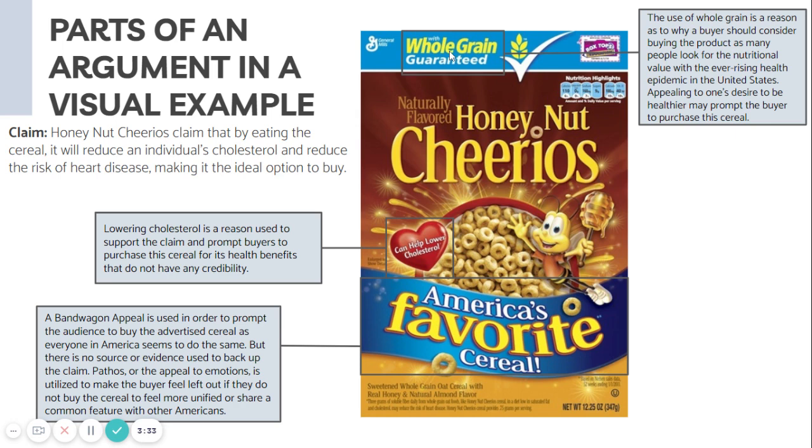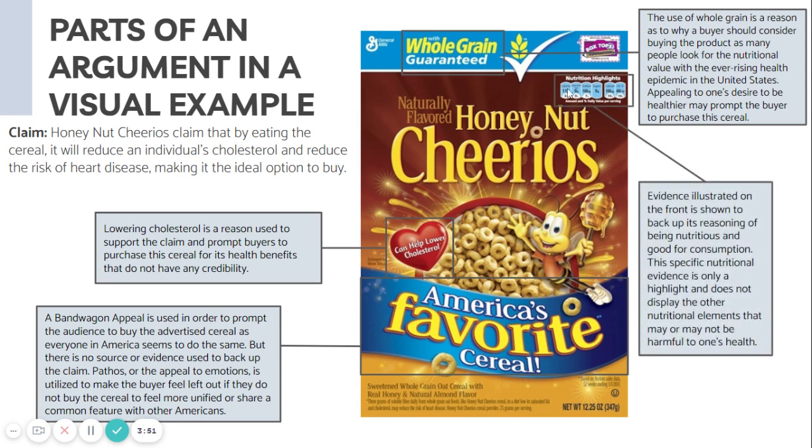Next is this use of "with whole grain guaranteed." The use of whole grain is a reason as to why the buyer should consider buying the product, as many people look for the nutritional value with the ever-rising health epidemic in the United States. So appealing to one's desire to be healthier may prompt the buyer to purchase this cereal. And lastly, evidence illustrated on the front to show and back up its reasoning of being nutritious and good for consumption.